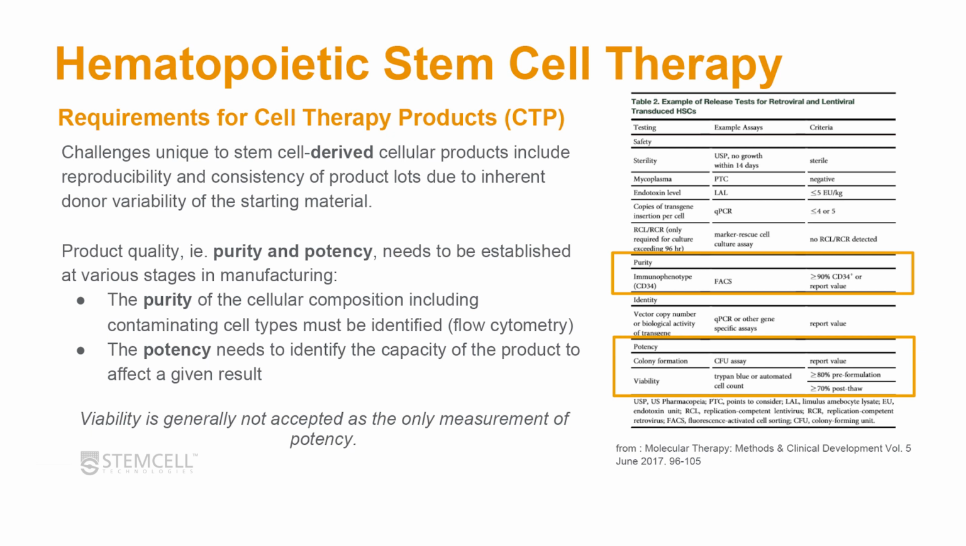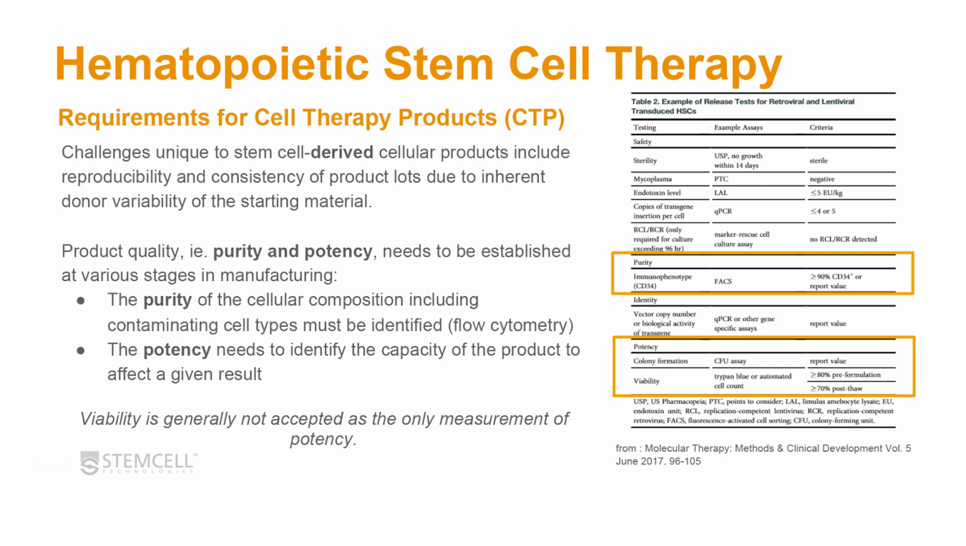If you look here on the right-hand side at the table, this is really an outline of a table that examines the release criteria after a retrovirally transduced hematopoietic stem cell product. And this is from a recent paper from Molecular Therapy in 2017. And you can see that the requirements for safety testing include sterility, of course, purity, identity, and potency.